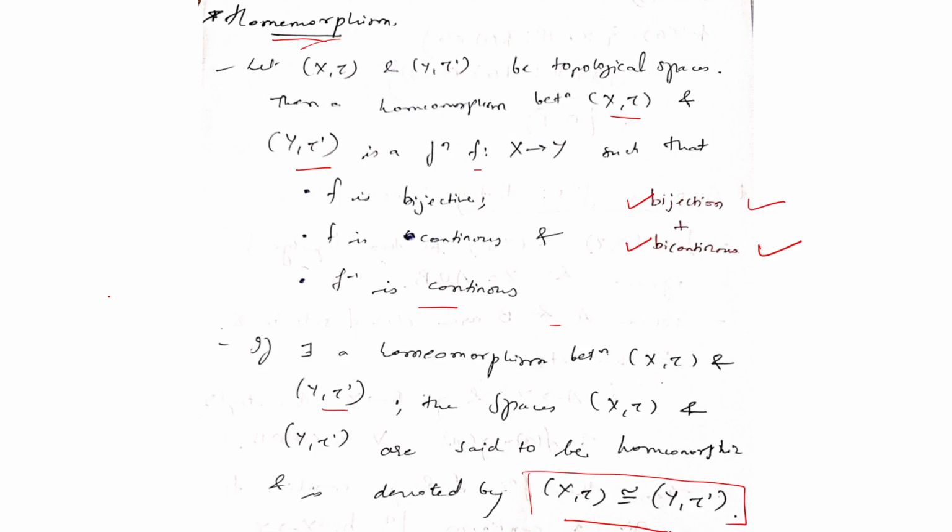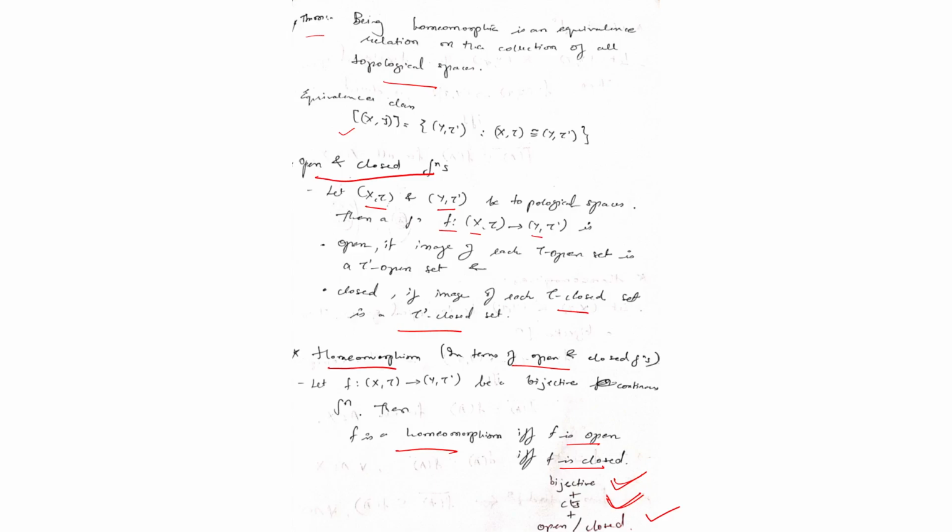And also for homeomorphism, we just saw that the only properties we need to satisfy are that it is a bijection and bicontinuous. That is the basic definition of homeomorphism. And if by another method you want to prove it, then it is sufficient to prove that the function is bijective, continuous, and either open or closed. Then in that manner also we can prove homeomorphism.